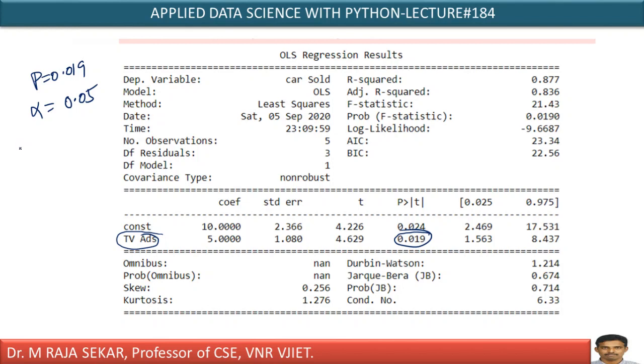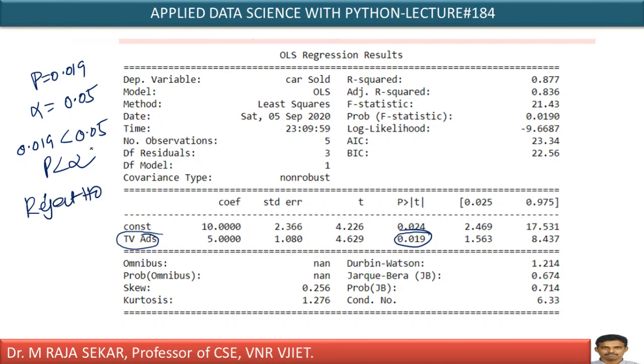The p-value 0.019 is less than alpha, that is 0.05. P is less than alpha. In that case, you must reject H0. Therefore, I am rejecting H0.